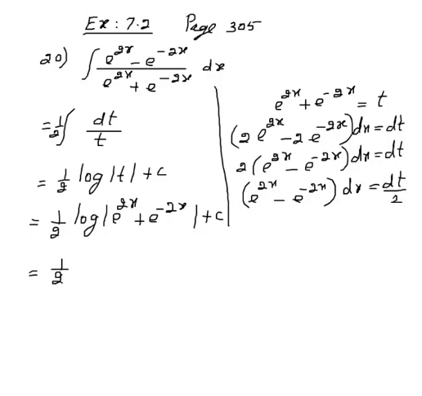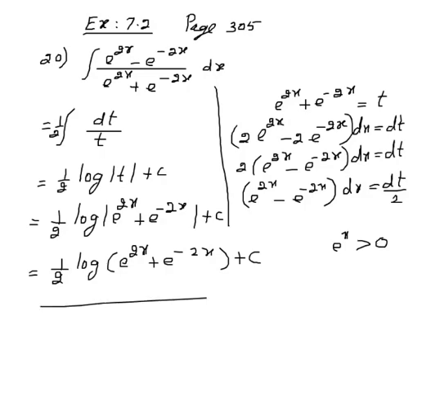No need to write the absolute value sign because e function is always a positive function. Always it is greater than 0. And we have plus sign in between. Therefore, no need to write the absolute value sign.